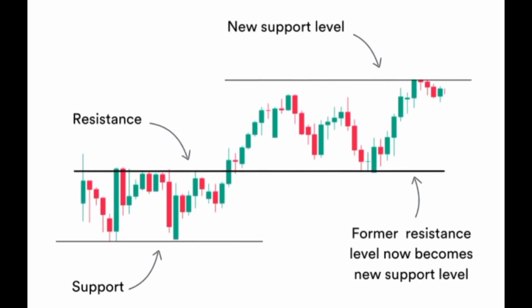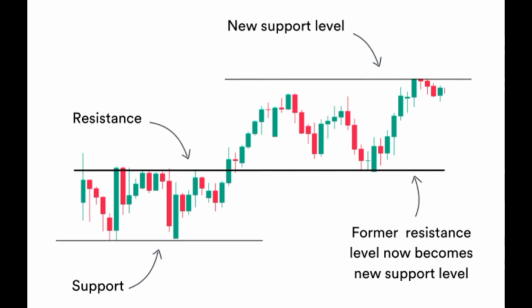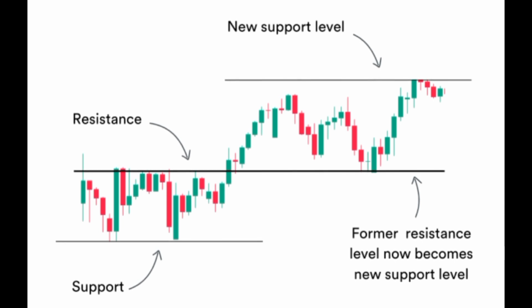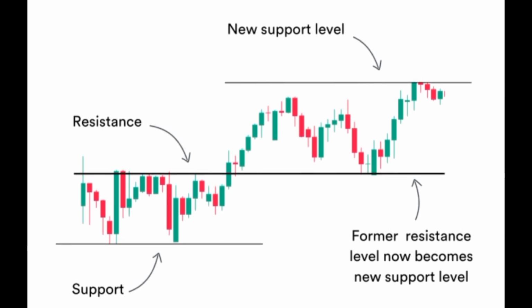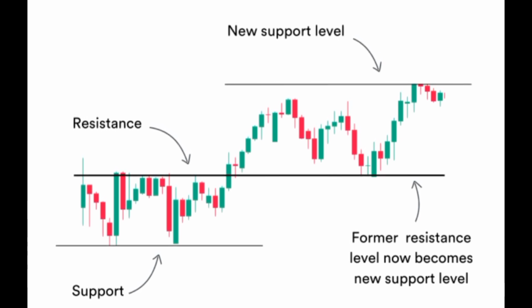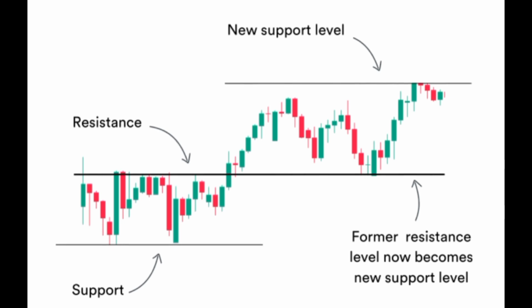Resistance is like the ceiling. When price rises to this level, it tends to pause or reverse. This is because sellers step in and begin selling, stopping the price from going higher. These levels are important because they help you make decisions. You can look to buy near support and consider selling near resistance.